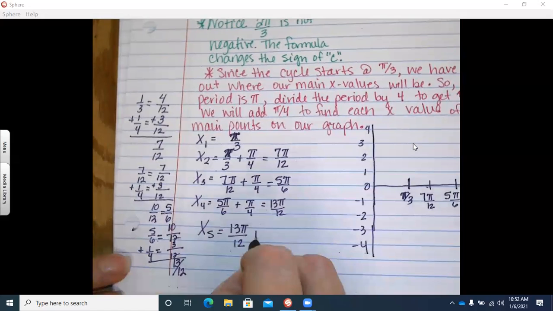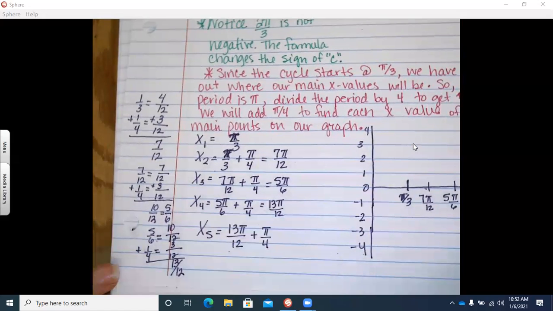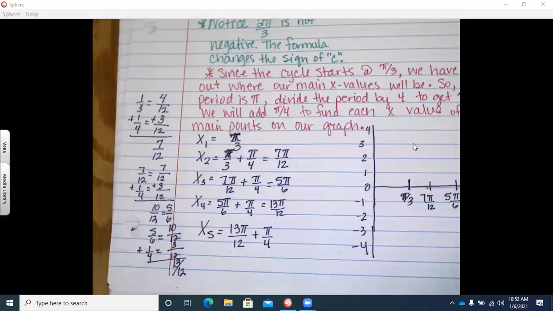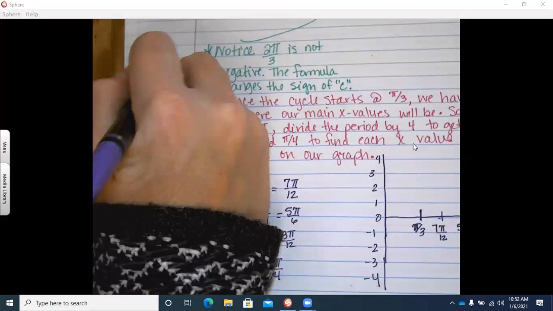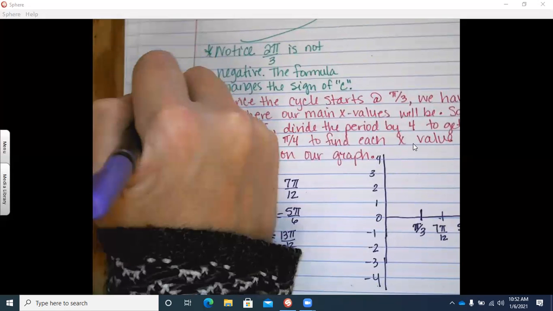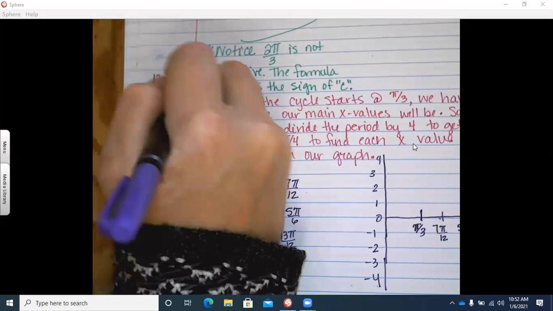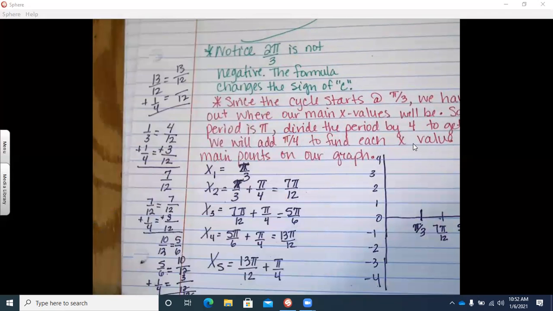So 13/12 plus pi fourths, do my math up here. 13/12 plus 1/4. The common denominator is 12. So 13/12 won't change. 1/4 equals what? 3/12. 3/12 reduces to 1/4. So that is 16/12, which I can reduce.